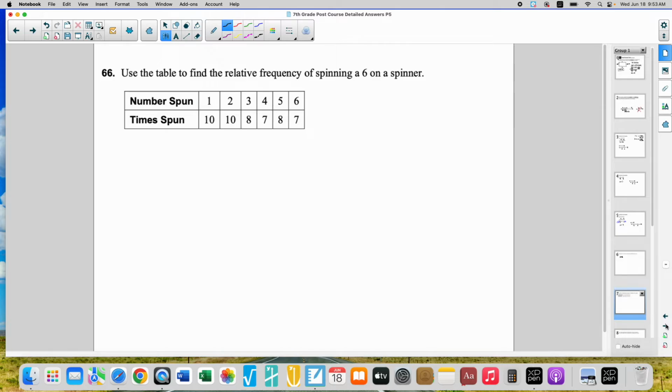Use this table to find the relative frequency of spinning a 6 on a spinner. Number spun. So 6 is going to be 7 out of, how much is the total there? That's 20, that's 16, that's 14. That's going to be 30. So that's 7/50ths. That's 66.